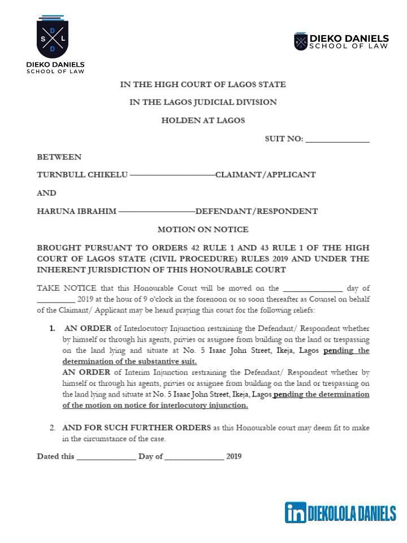Now, when you are drafting the parties, when you are having a motion on notice or a motion ex parte, you must tell us who is the claimant, you must tell us who is the defendant. So in this case, we have Turnbull Chikelu, who is the claimant slash applicant. He is the one that is applying for this motion on notice.